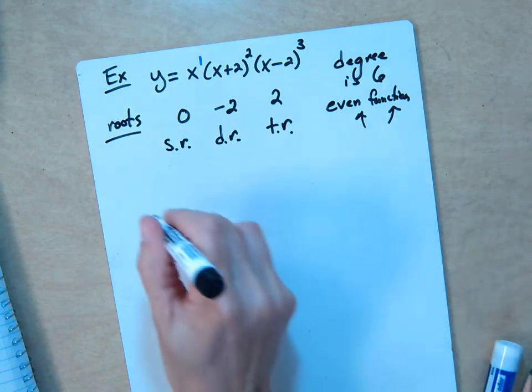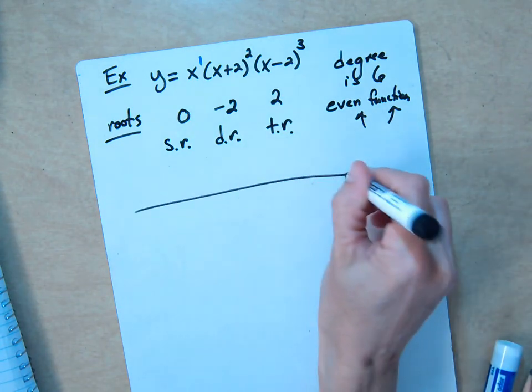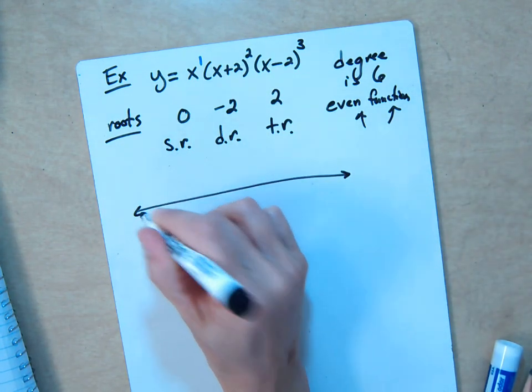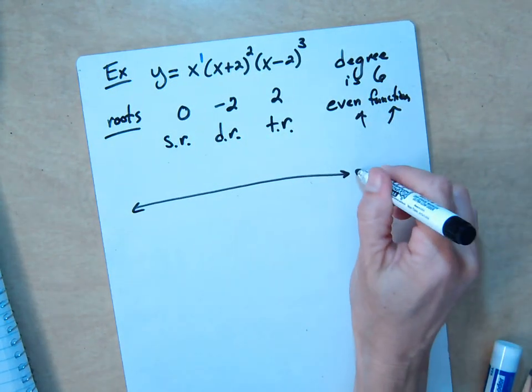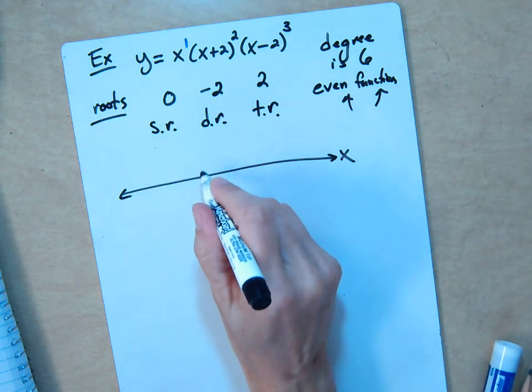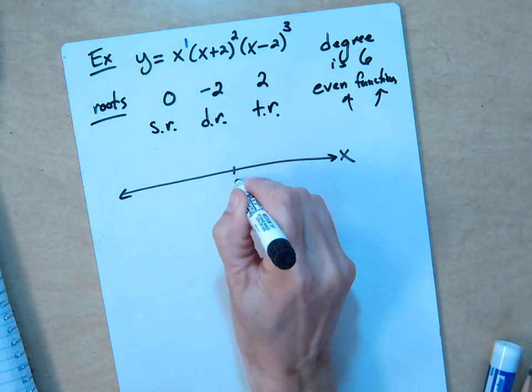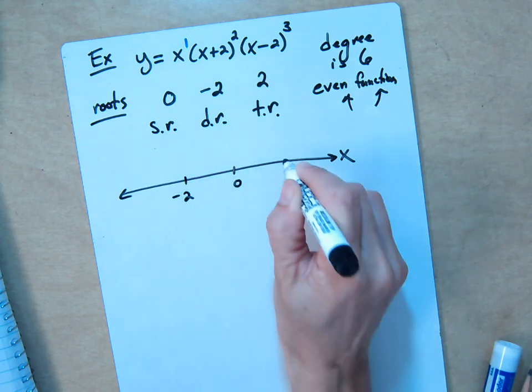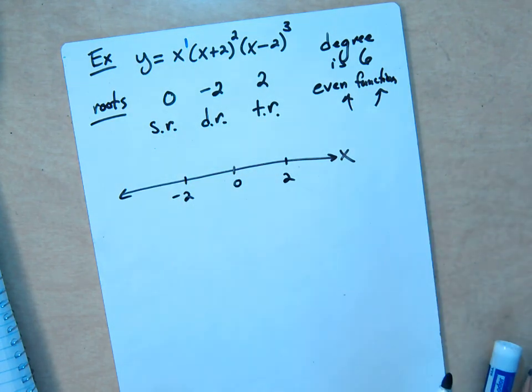Now we're ready to sketch it. All we have to do, we don't do it exactly, we just do it approximately. Exactly will be for calculus. So we just use the x-axis and we put our roots down. So we have 0 is one of our roots, -2 is somewhere over here, and 2 is somewhere over there. Those are the x-intercepts. So those are the only points we care about.